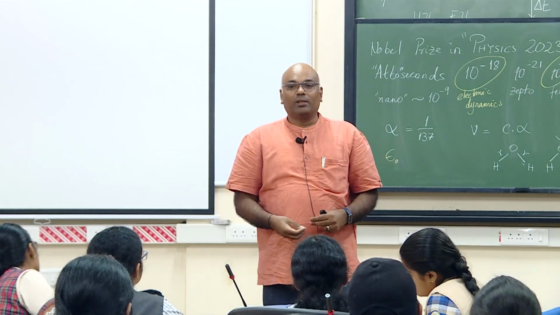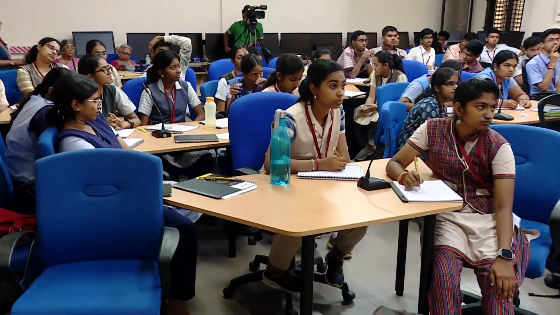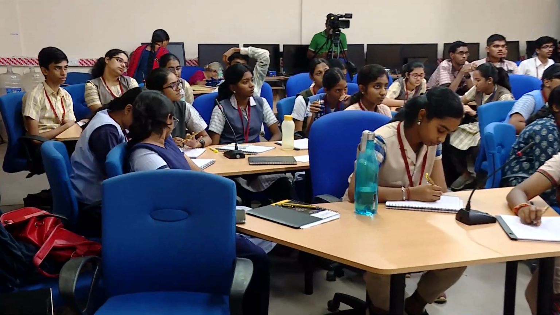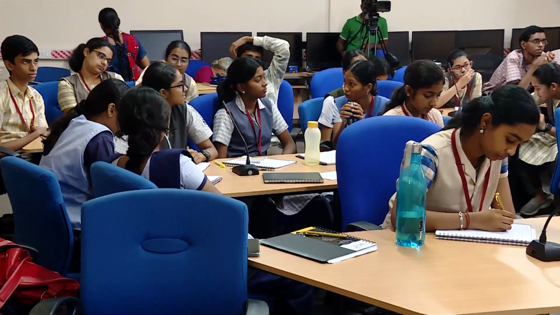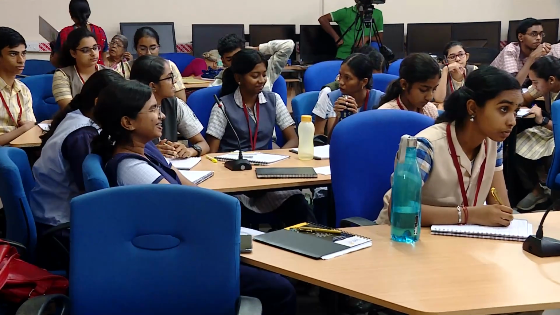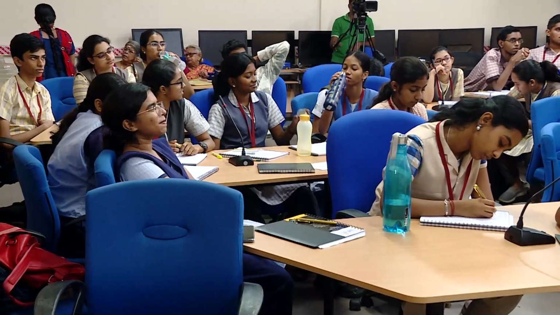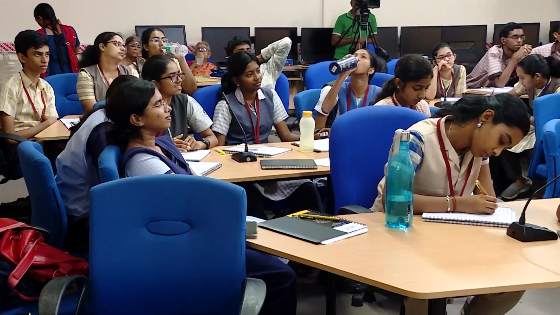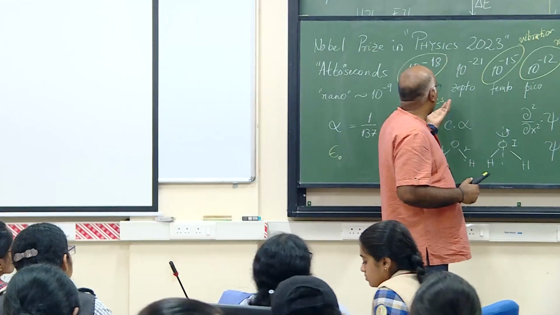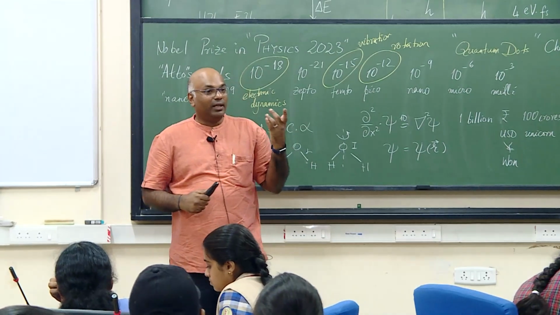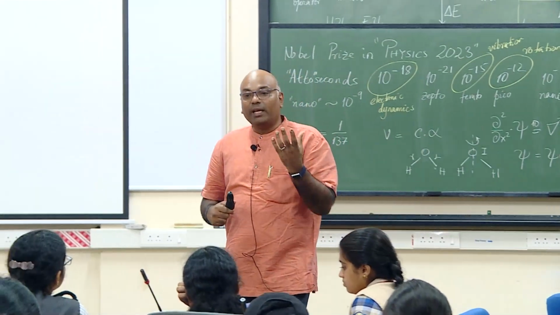Stroboscopy, right? You can use flashes of light to make pictures of moving objects. These objects are moving very fast, attoseconds, so you need the camera flash to be very short. So you can do that. That is why the citation read that electron dynamics could be captured.